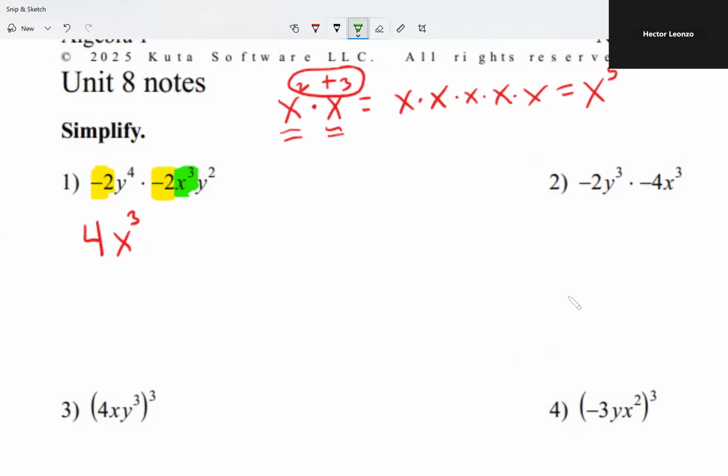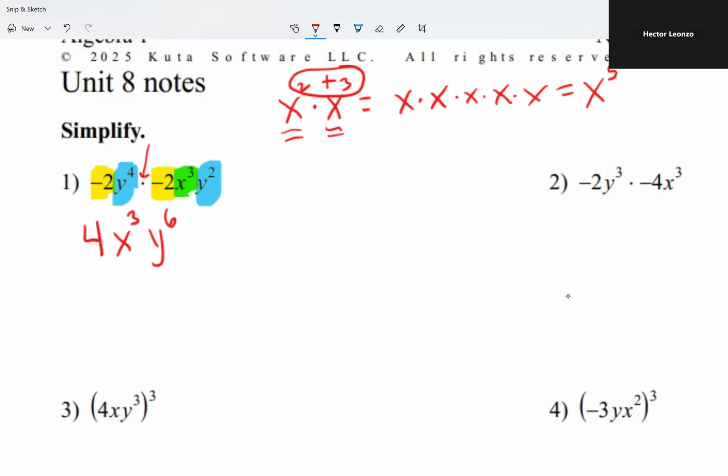Now let me take a look at the y's. I have y to the fourth and y to the second. I just learned that in multiplication, and we're dealing with multiplication. You guys see this multiplication? All I have to do is add the exponents. So my answer here should be y to the 6. Right? All I did was I added my exponents, 4 plus 2. That's it. If I was doing this on paper, this is it. I'm done.